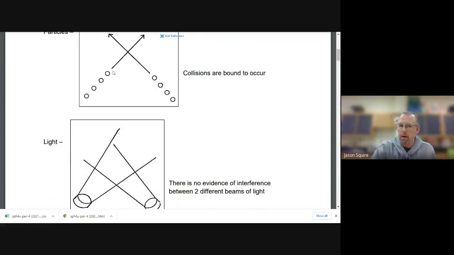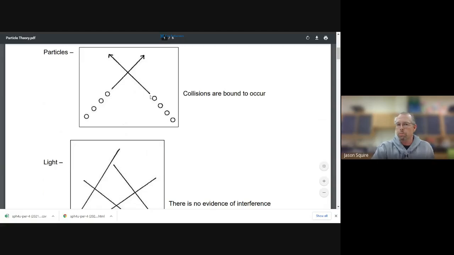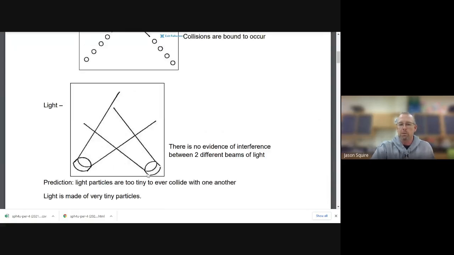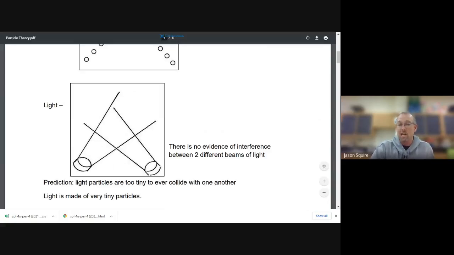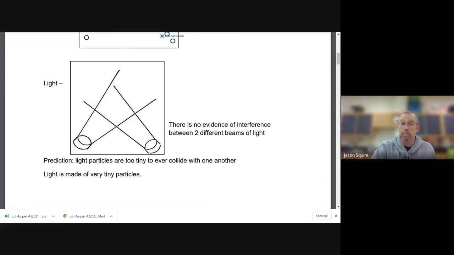If these are great big bowling balls being fired, the chance of them hitting each other is pretty big. If we reduce the size of those particles down to marbles, there's less of a chance of that collision happening. So these light particles must be even smaller than marbles, like teeny tiny particles, and they're never going to collide. That's how the particle theory people explained that there was no visible interference, because these tiny particles don't ever hit each other.